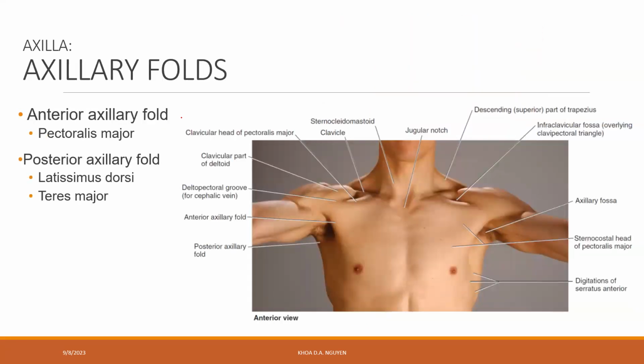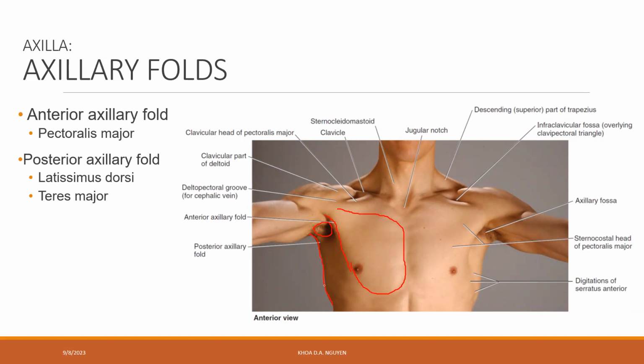So now let's talk a little bit about the axillary folds. The axillary folds are these two folds, the anterior fold right here and the posterior fold right here. They make up the anterior and posterior border of the skin of your axillary region right here, and there are muscles that make up these folds. The anterior axillary fold is made up by the pectoralis major muscle right here. You see that? This border helps make up the anterior axillary fold.